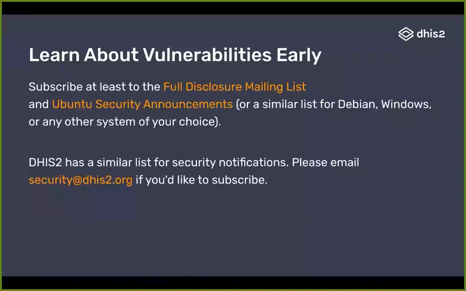If you can, for example, subscribe to the full disclosure mailing list that notifies about all kinds of vulnerabilities, specifically for Ubuntu, maybe Postgres, Tomcat, and others. And we have our own security notification list that provides early notification of potential vulnerabilities. And as we are quite a secure application, we don't spam you. We send it once or twice per year.